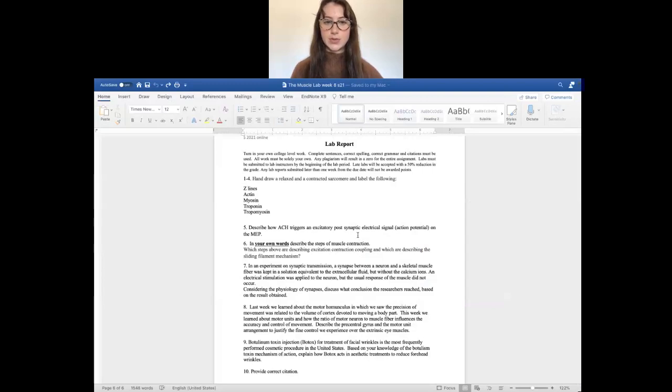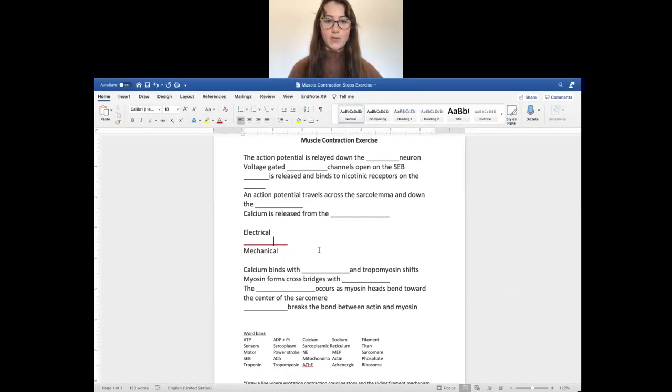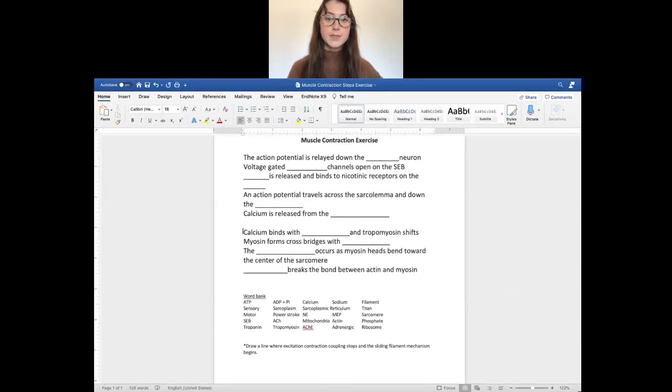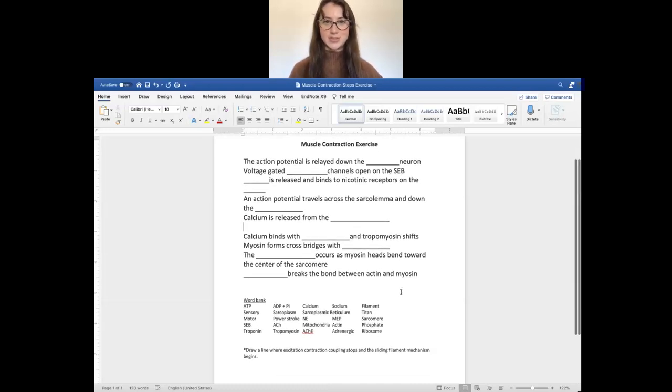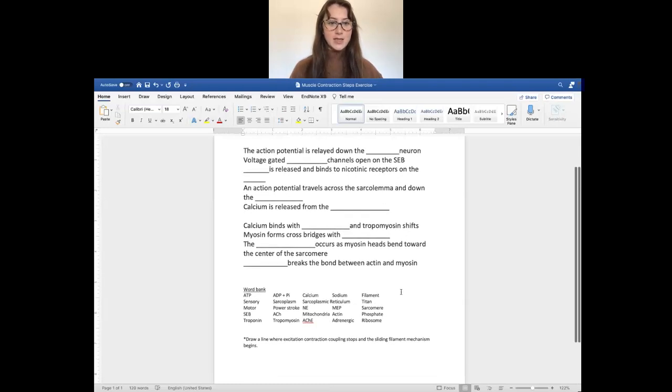So I'm just going to go over this quickly. Here's our exercise. I don't feel the need to read over all of this. You guys can fill that in. You know the answers. Here's your word bank. You have too many options here, so you aren't obviously going to use all of these, but all the correct answers are in there.